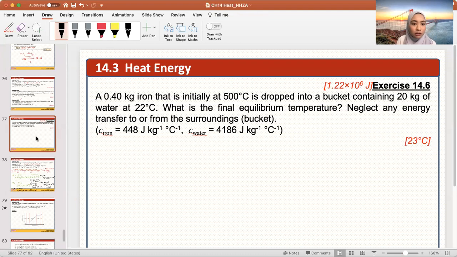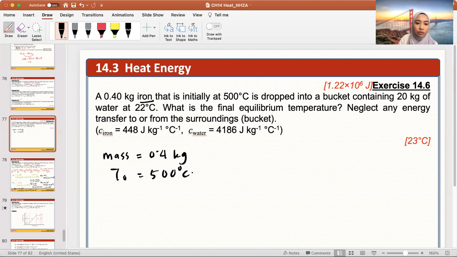Let's do this one. A 0.4 kilogram iron that is initially at 500 degrees Celsius. So let's write that down. This is what I like to do: I write down all the info. So 0.4 kilogram of iron, initially at T naught is 500 degrees Celsius, is dropped into a bucket containing 20 kilogram of water at 22 degrees Celsius. So this is iron, and we have water, and the mass is 20 kilogram.